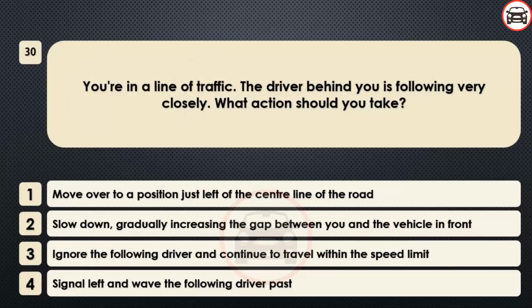You're in a line of traffic. The driver behind you is following very closely. What action should you take? 1. Move over to a position just left of the center line of the road. 2. Slow down, gradually increasing the gap between you and the vehicle in front. 3. Ignore the following driver and continue to travel within the speed limit. 4. Signal left and wave the following driver past.